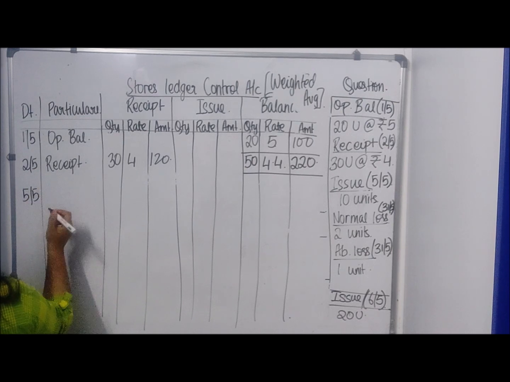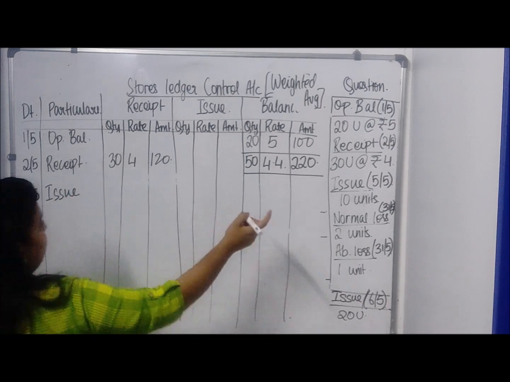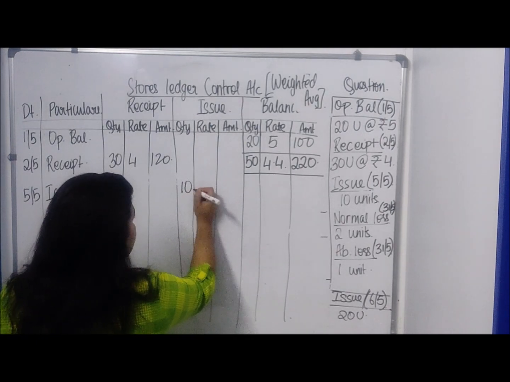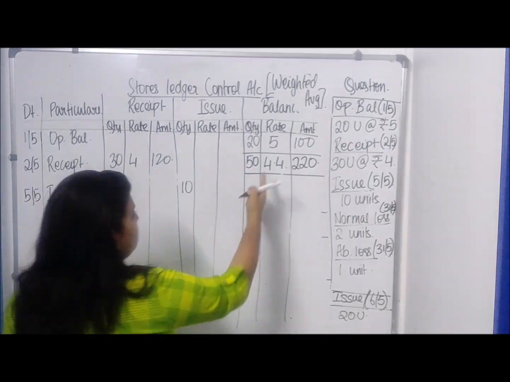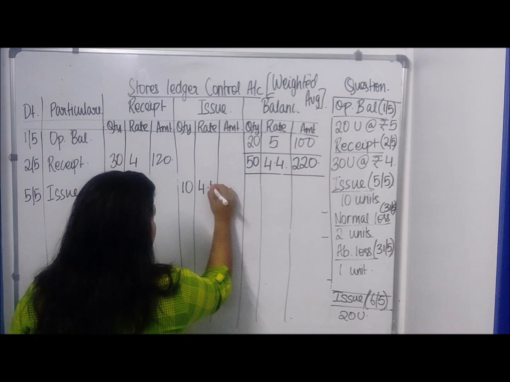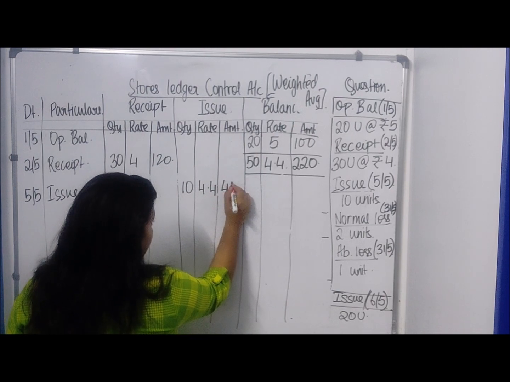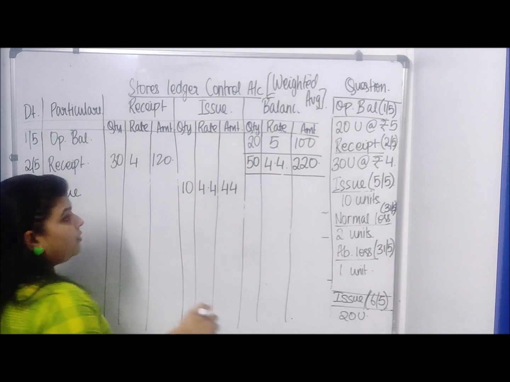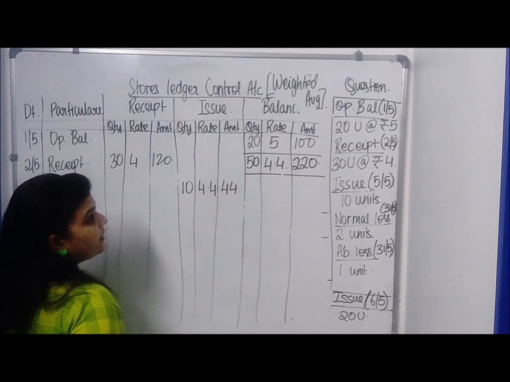Next, I have an issue on 5/5. I have an issue on 5th of May for 10 units. Now, what will be my rate? Since I just have one rate, it is weighted average method. I'm going to take the rate as 4.4. And here 4.4 into 10, 44. Again, what was our thumb rule? We write the quantity, we write the amount, and then calculate the rate.